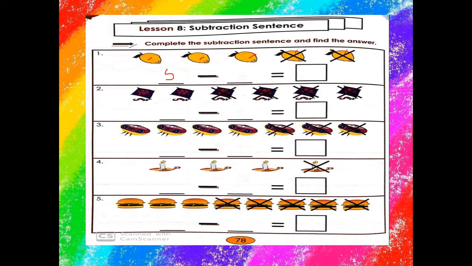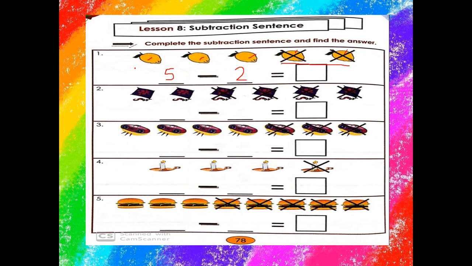Okay. And then you can see the minus sign. It means you get or you take away. So how many objects here with X? We have 2. So it means you get 2 objects. So the 2 here is your subtrahend, or the second number. So you will write number 2. So 5 minus 2, or 5, take away 2.